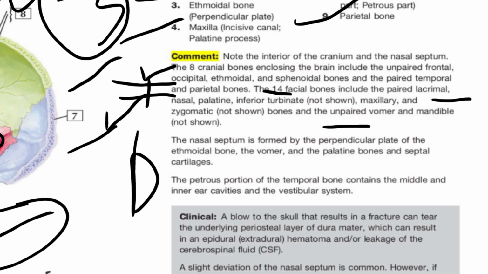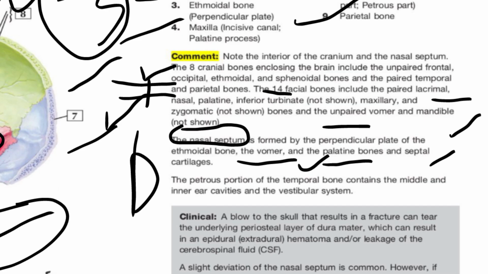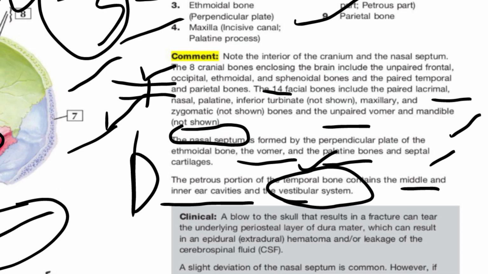The nasal septum is formed by the perpendicular plate of the ethmoidal, vomer, palatine, and the septal cartilage. Nasal septum is made up of these components. The petrous part of the temporal bone, as I told you, contains the middle and the inner ear cavities and the vestibular system. It's for balance. Next, we have a clinical.